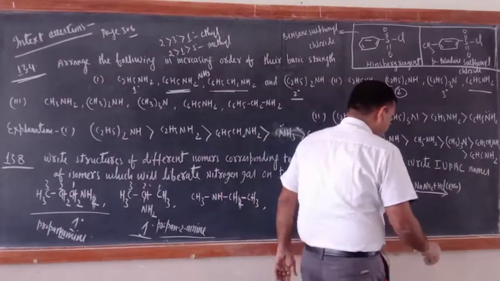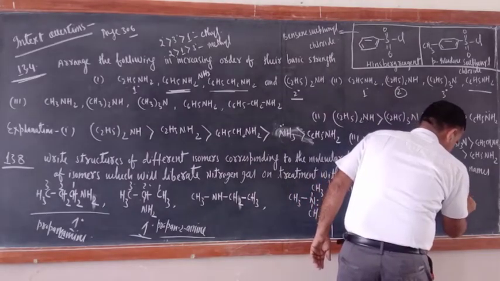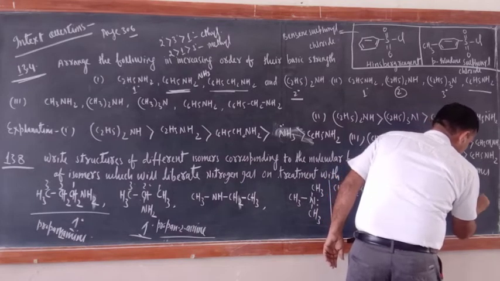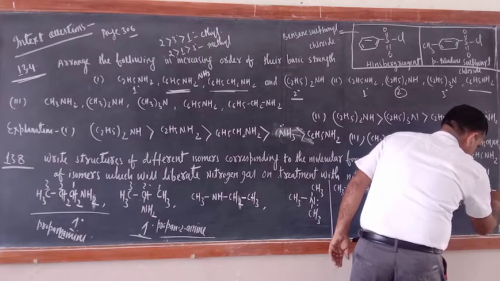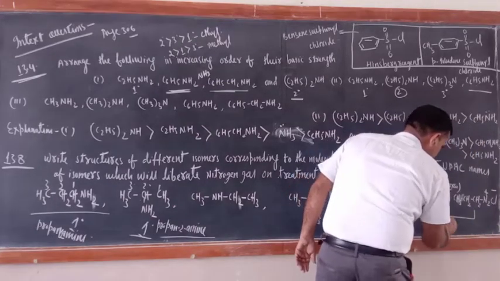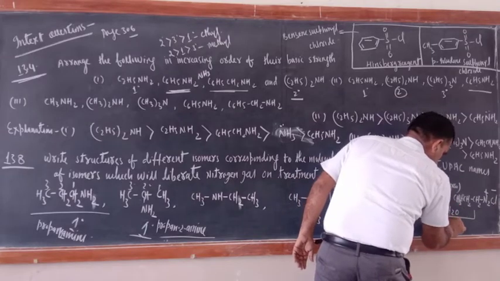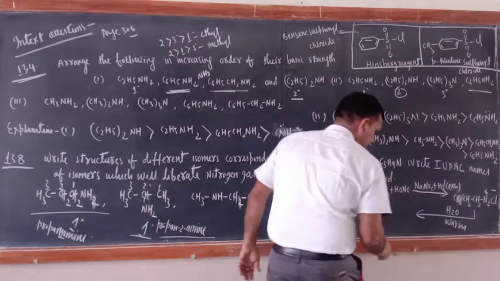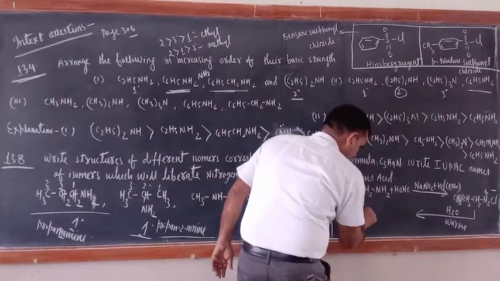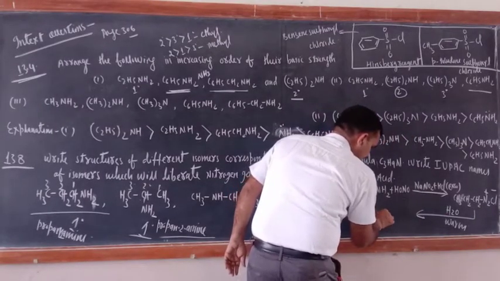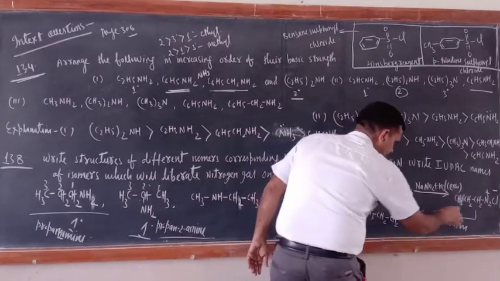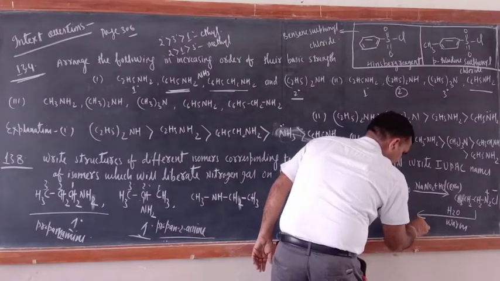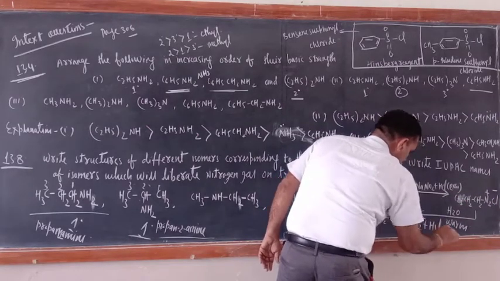So first, which product will form? First will form CH3CH2CH2N2+ Cl-. Okay, now the reaction: warm it with water. Warm, then what would be there? Just see, now your product would be CH3CH2CH2OH alcohol plus N2 gas plus HCl, correct?